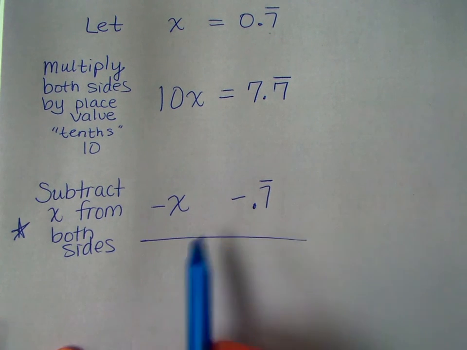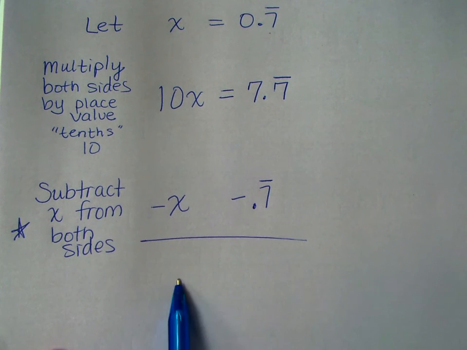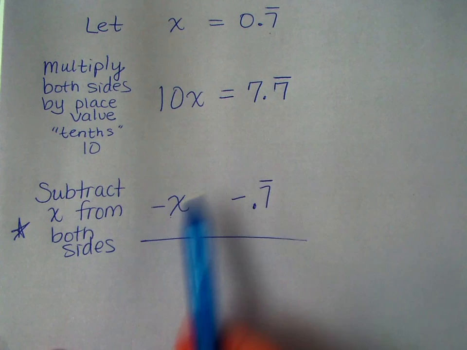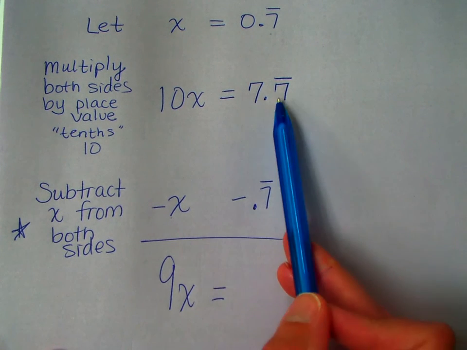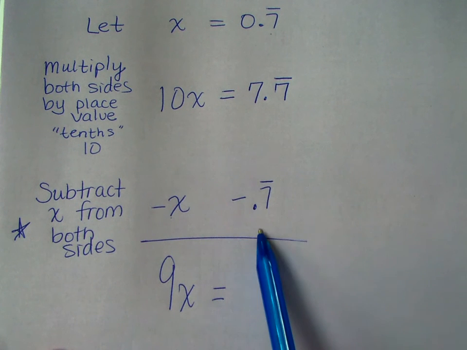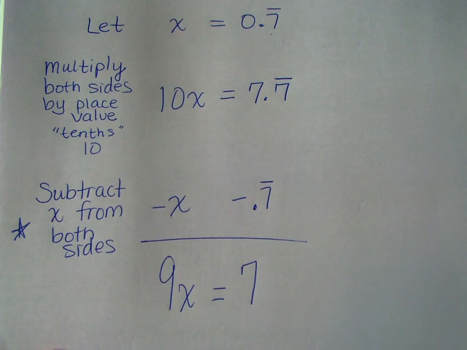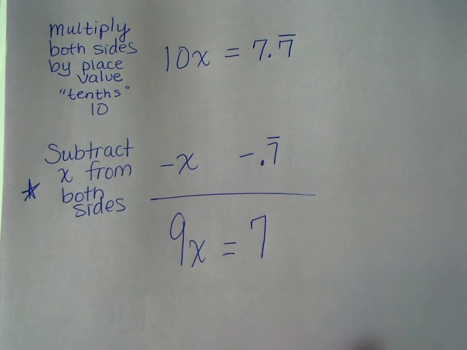And if we bring that down, 10x minus 1x, what are we going to be left with? 10x minus 1x? 9x. And if I'm subtracting away the repeating part, I'm just going to be left with 7. Starting to kind of clean it up, because that repeating portion is what makes such a mess. So we got rid of that. Now, can we solve that? Yeah, so now we're going to solve for x.